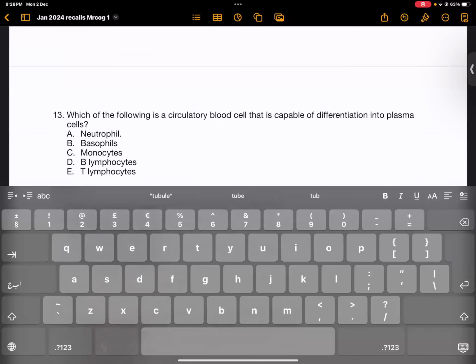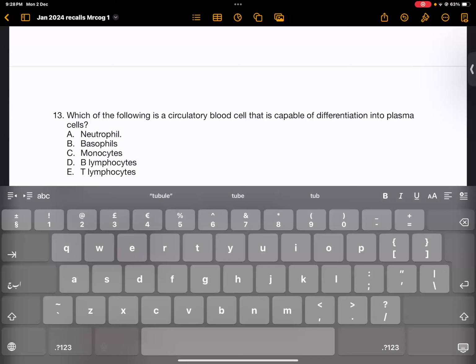Okay, which of the following circulatory blood cells is capable of differentiation into plasma cells? So you all know how plasma cells are formed, from which cell? Neutrophils, basophils, monocytes, these three are not. So B lymphocytes and T lymphocytes, which would form the plasma cells, and the antibodies would be secreted from that. So basically it is B. B lymphocyte. Okay, you are saying B. Yes, not option B, but B lymphocytes.